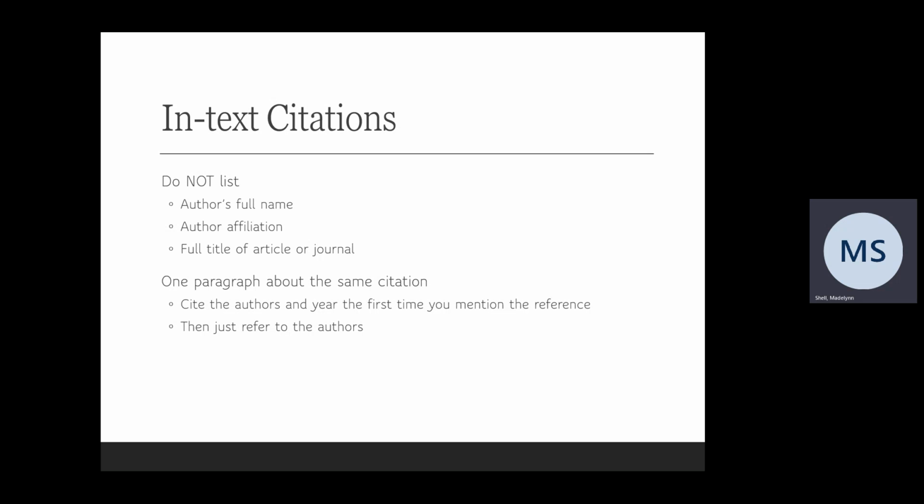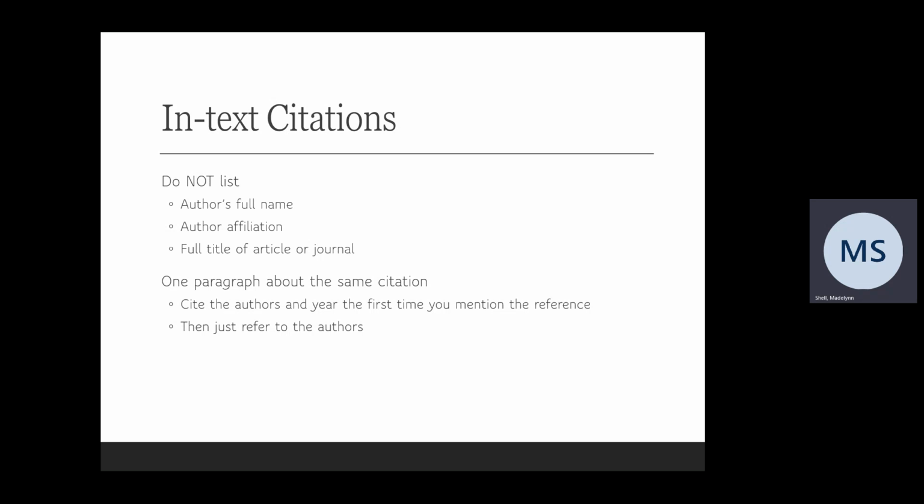The other special case is if you have one paragraph that is all about the same citation, so it's all about one article. Generally, the strategy that I recommend is that you cite the authors and year the first time you mention the reference. So, one study by Smith and colleagues, 1999, provides a good example of this. And then you go on and describe the study.